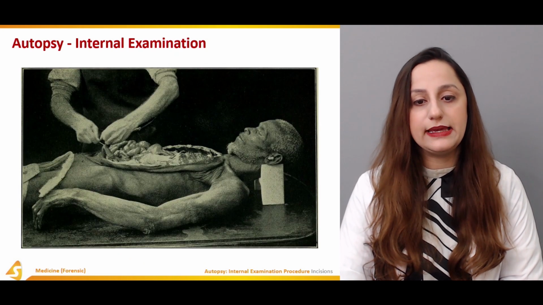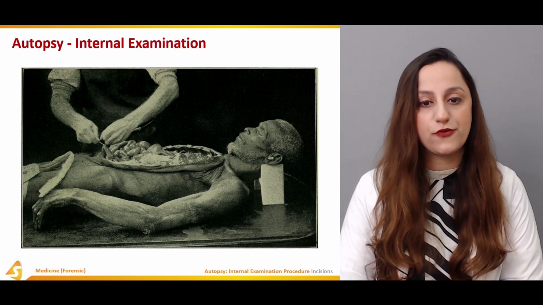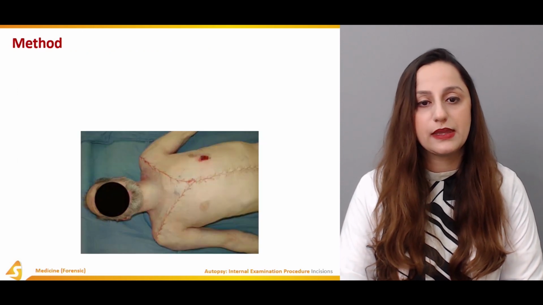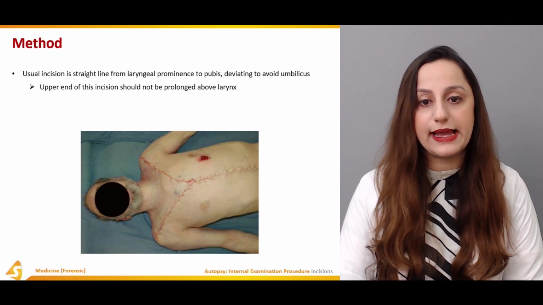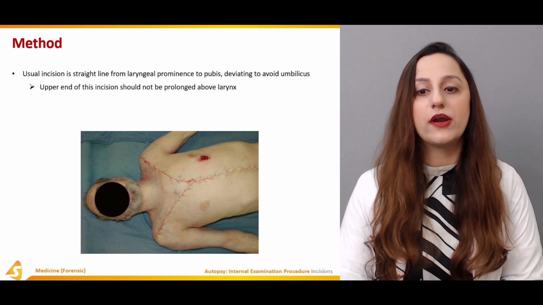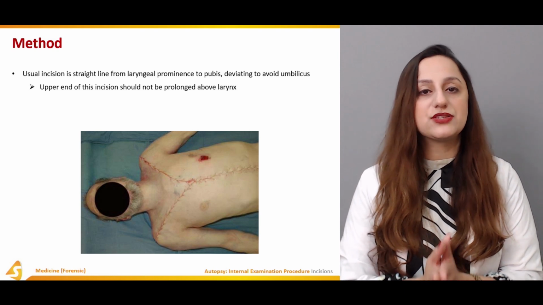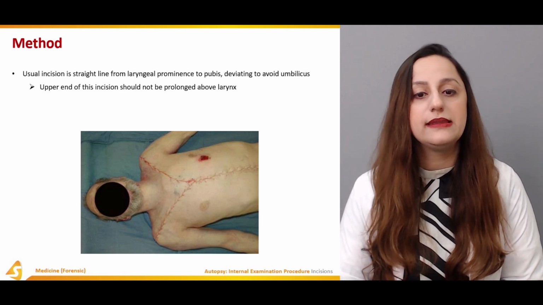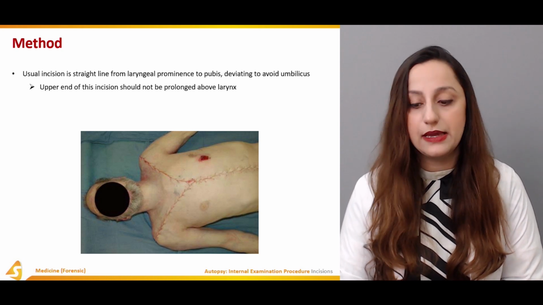Now, this is basically how we usually open up a dead body while performing an autopsy procedure. The usual incision that we give is a straight line from the laryngeal prominence to the pubis, avoiding the umbilicus. This is basically an ancestral method that we perform. The upper end of this incision should not be prolonged above the larynx.